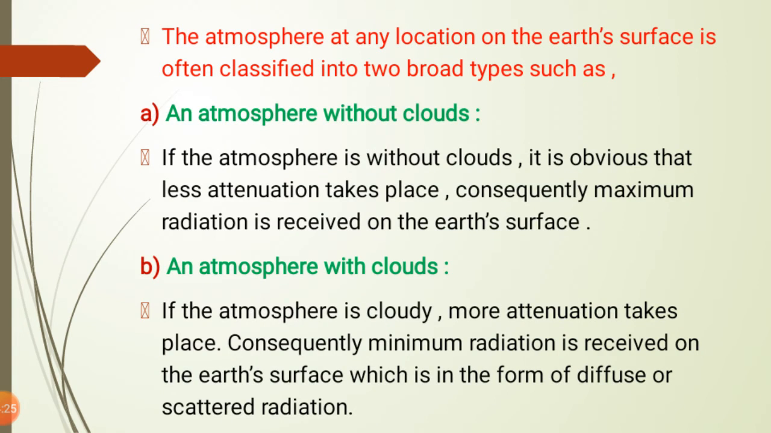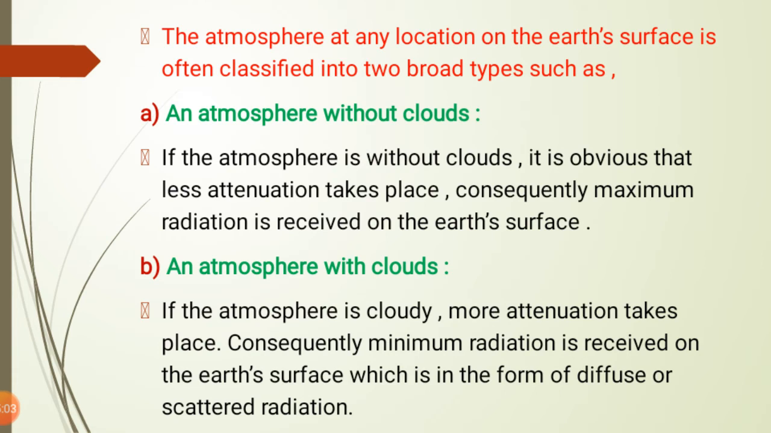Now we know that outside the earth surface there is an atmosphere, but the atmosphere is again classified into two types. That is, the atmosphere at any location on the earth surface is often classified into two broad types: first, an atmosphere without clouds, and second, an atmosphere with clouds. That is, when clouds are present in the atmosphere and when there is no presence of clouds in the atmosphere.